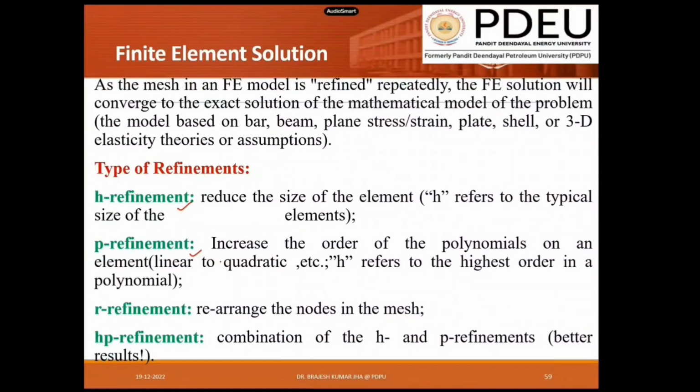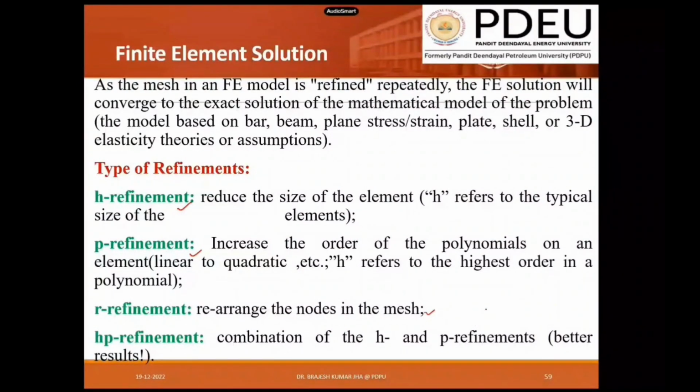R refinement is what? Rearrangement of the nodes in the mesh. If you shift the nodes accordingly, in this way also you can refine. One is HP refinement, the combination of H and P refinement, which will give a better result. But once you refine the element information, you must think about the computational cost as well.